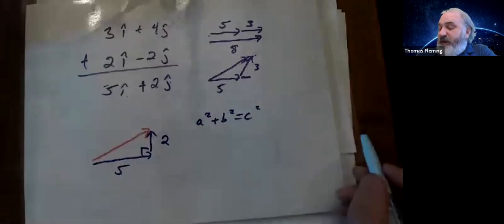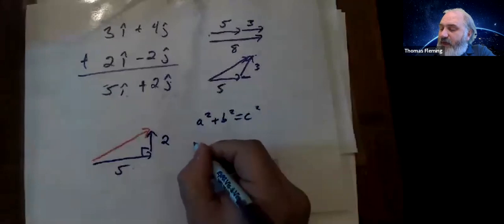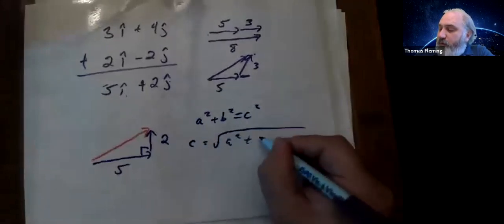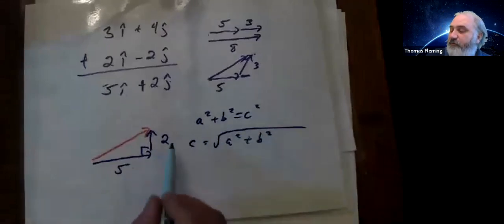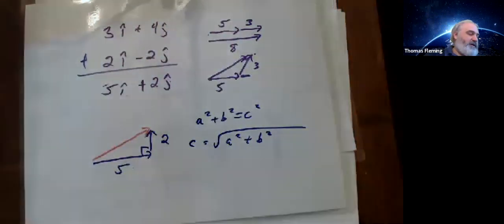So a and b are 5 and 2. C is the thing that I want. So the hypotenuse of that triangle is going to be the square root of a squared plus b squared. So 5 squared is 25, plus 2 squared is 4, so 25 plus 4 is 29. And the square root of 29 is somewhere between 5 and 6. Can't do that one in my head.